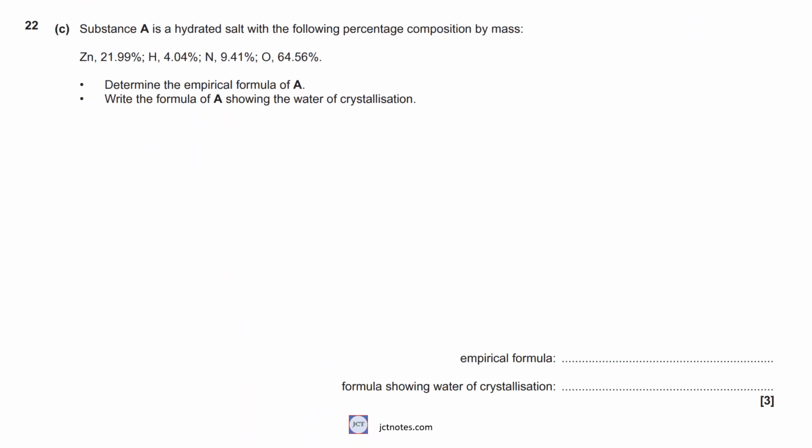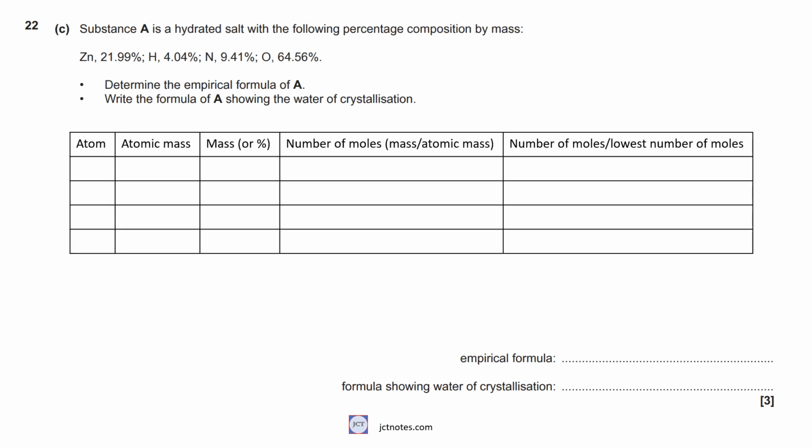In part C of question 22, we are given the percentage composition by mass of a hydrated salt. We are asked for its empirical formula and its formula showing the water of crystallization. To calculate the empirical formula, I always create a table with 5 columns. The first column is for the name of the atom. The second column is for the atomic mass. The third column is for the mass percentage of each atom.